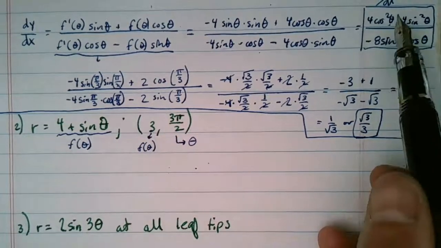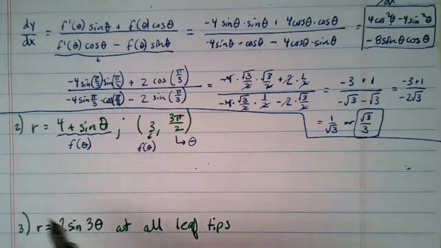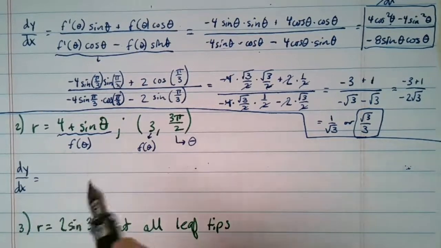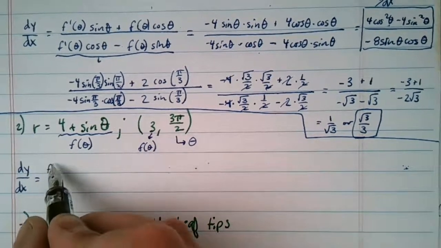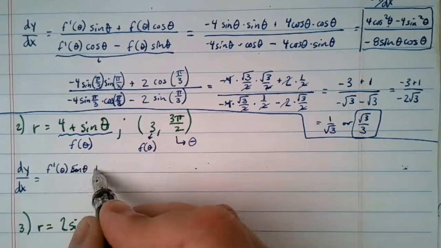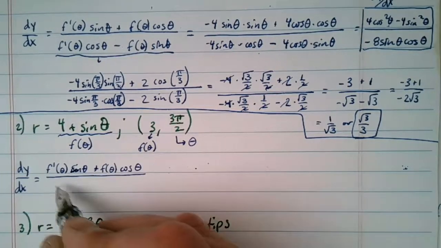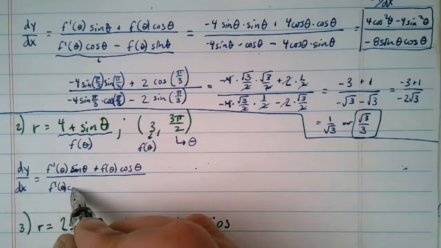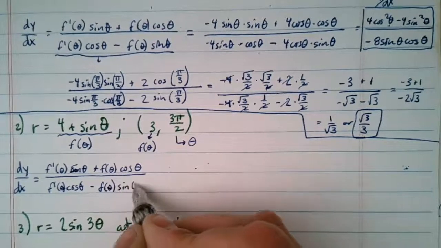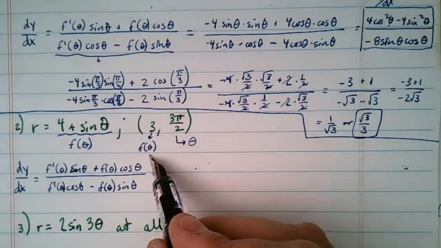Now we're not going to find the general derivative this time. We're going to take this formula and plug this point in. So we're going to do this a little easier and a little faster this time. So dy dx is equal to, and I'm going to say f prime of theta sine theta, I'm getting ahead of myself, plus f of theta cosine theta over f prime of theta cosine theta minus f of theta sine theta. And what's going to happen is we're going to plug in, everywhere we have f of theta, we're going to plug in a 3.